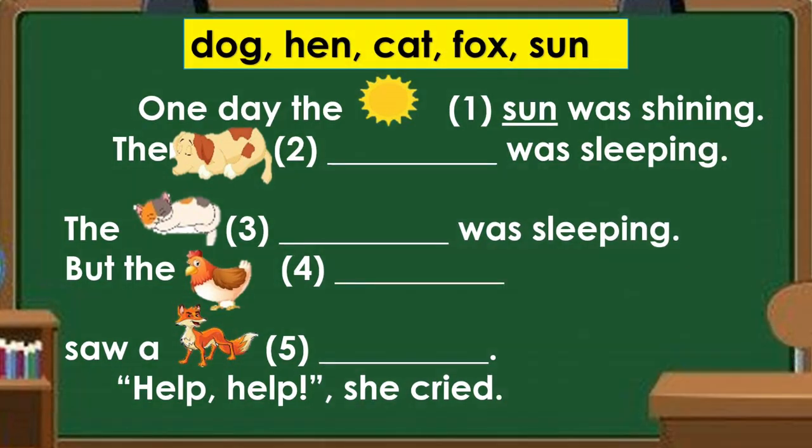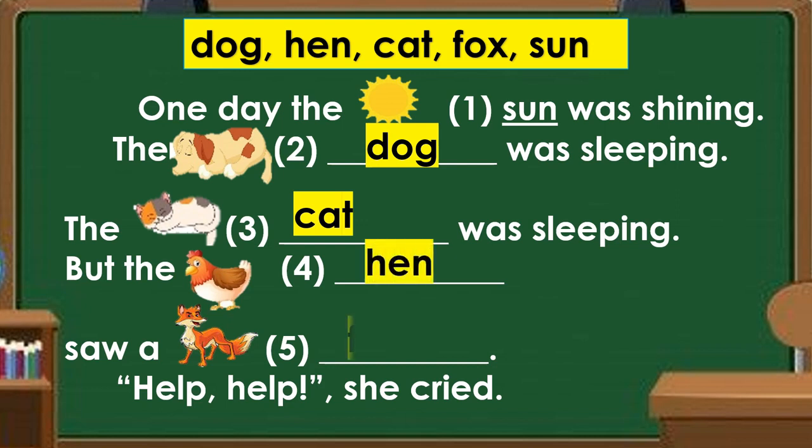I will read the story with the answers. Let us check if you got them right. One day, the sun was shining. The dog was sleeping. The cat was sleeping. But the hen saw a fox. "Help! Help!" she cried.